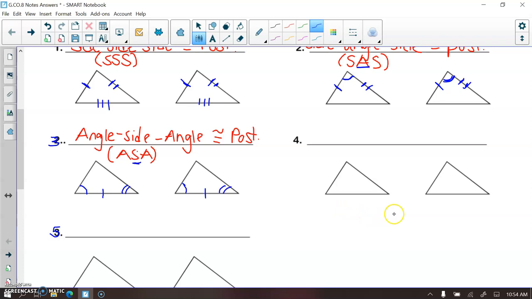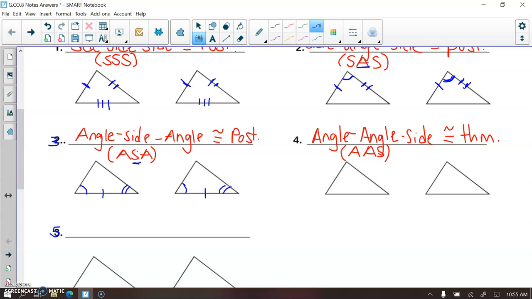All right, so then the next one is the angle angle side, and this is a theorem, Congruence Theorem. A way to abbreviate this is AAS.